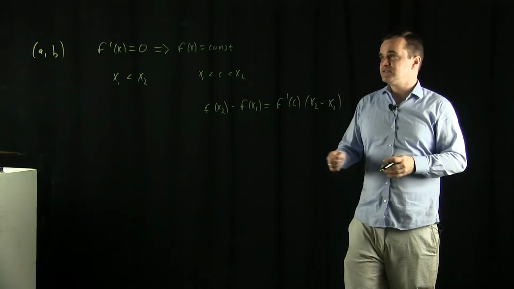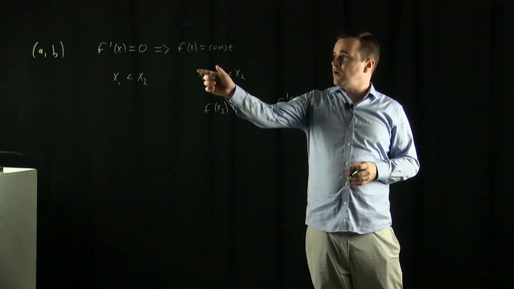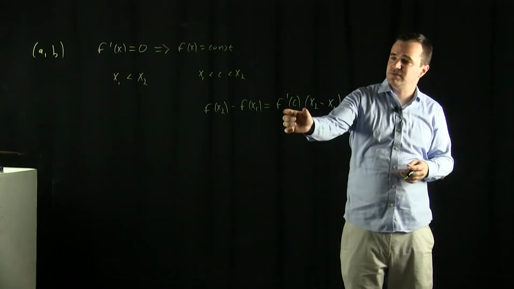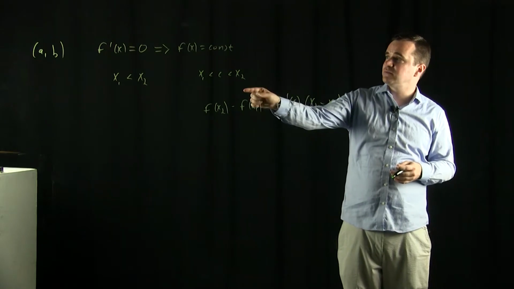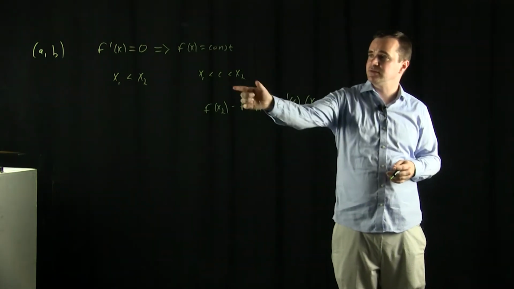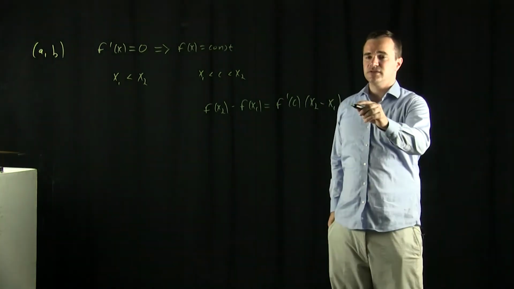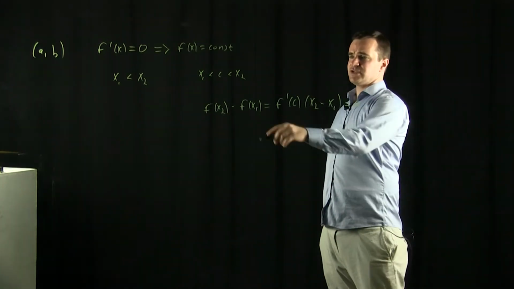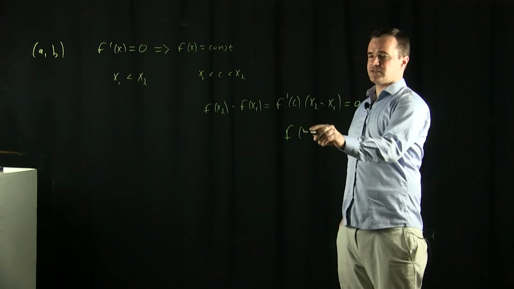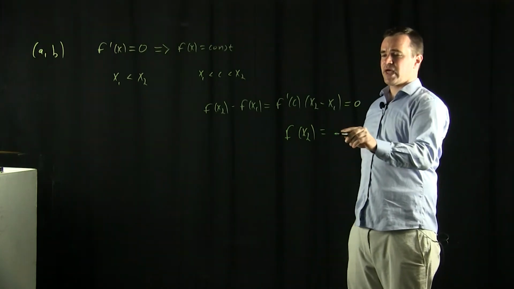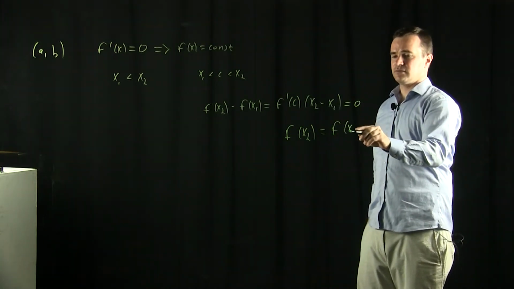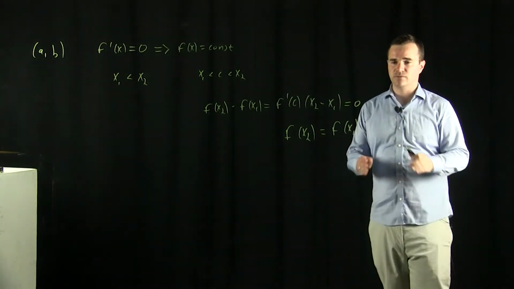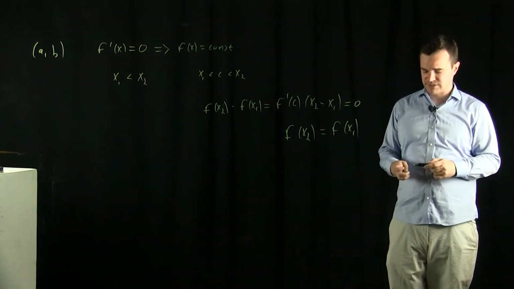And since my assumption is that the derivative is equal to 0 for every point that's between a and b, that certainly counts for the point c, so this right-hand side must be equal to 0. So actually this tells me that f of x2 has to be equal to f of x1. So the y value for those 2 points has to be the same.